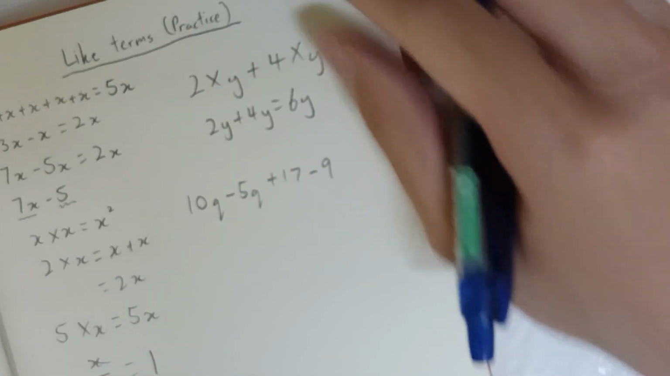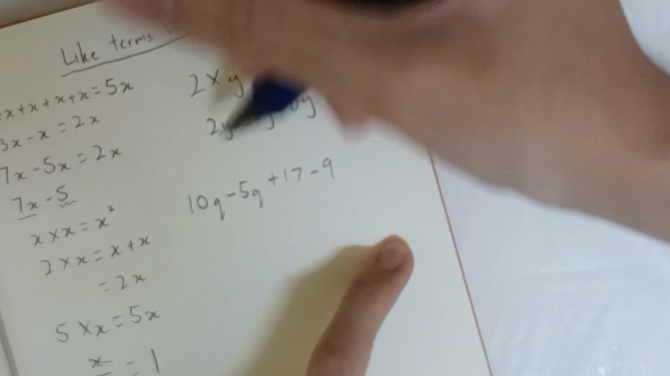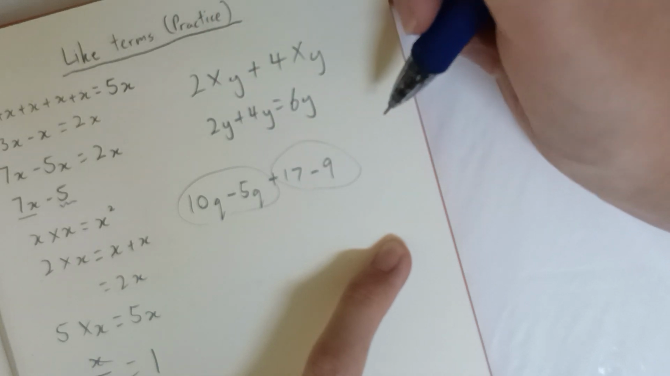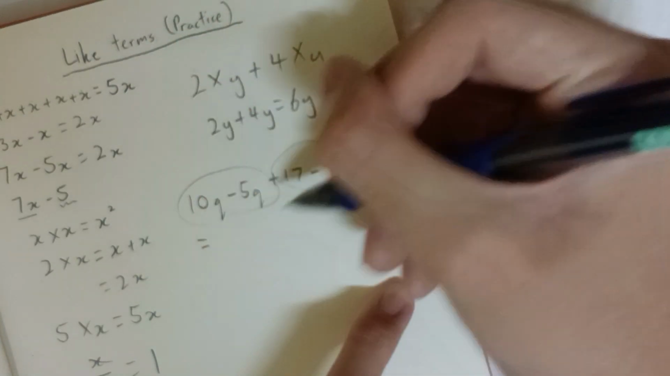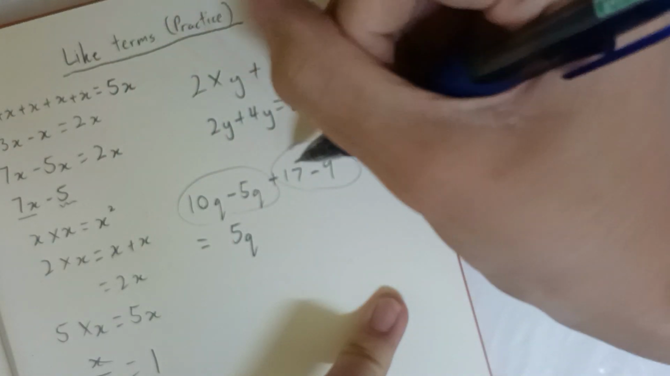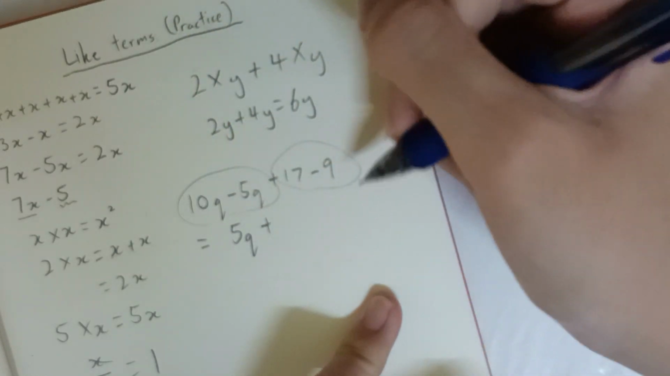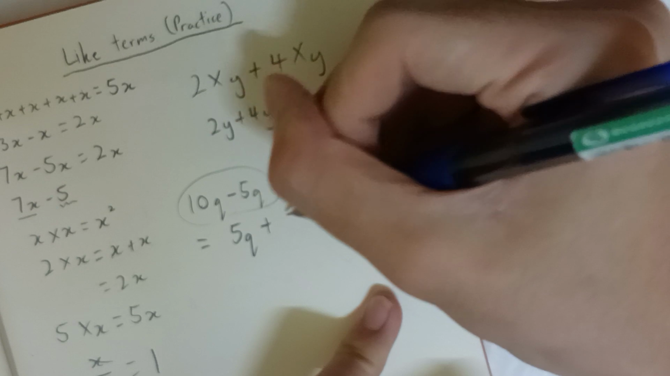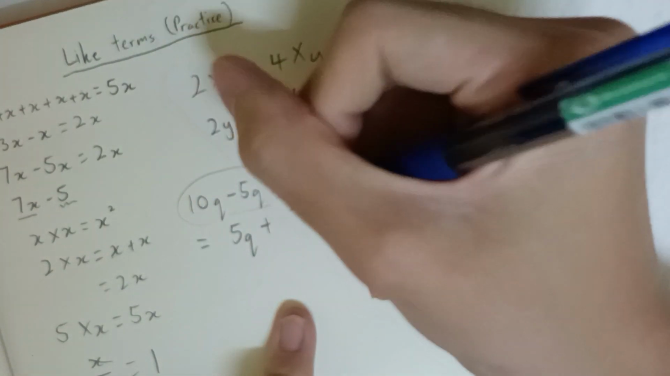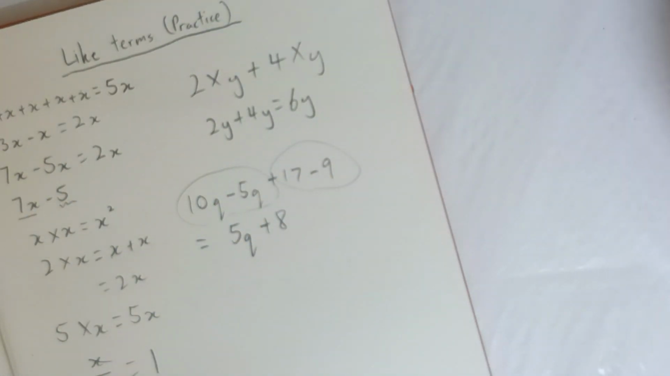Here, you have multiple terms in one mathematical expression. So here, you have to look at 10q minus 5q. Then you have to look at the other term, which is 17 minus 9. What you get is 10q minus 5q, 5q, and then you are left with 17 minus 9, which is plus 8. Okay? 5q plus 8.